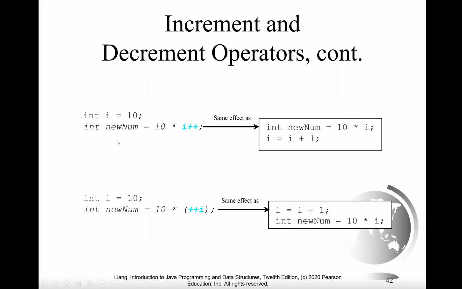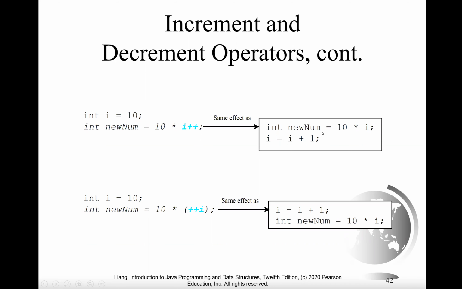Let's look at this example here now. We have i is 10, and then 10 times i++. So we're going to increment i by 1. It becomes 11. But because it's the post-increment, the old value of i, that's 10, is used in this 10 times 10. So the new value for newNum is 100.